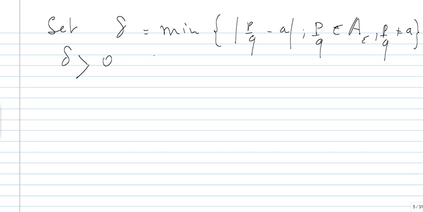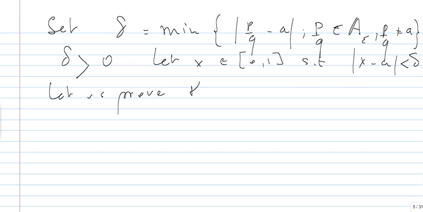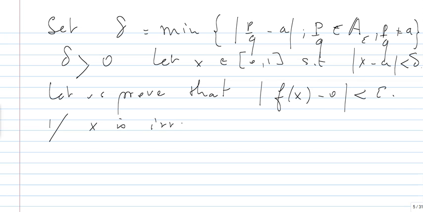So let now x belong to (0, 1) such that |x - a| is less than delta, and let us prove that |f(x) - 0| is less than epsilon. And this will, of course, finish the proof that the limit of f(x) is equal to 0 when x goes to a. So first of all, we have two cases. Number one, x is irrational. That's the easy case.